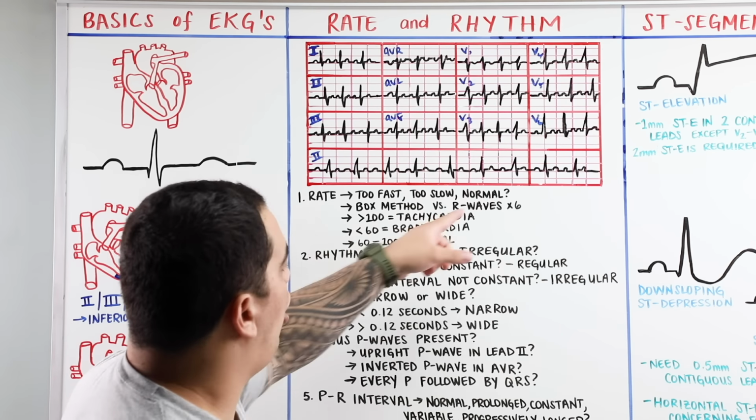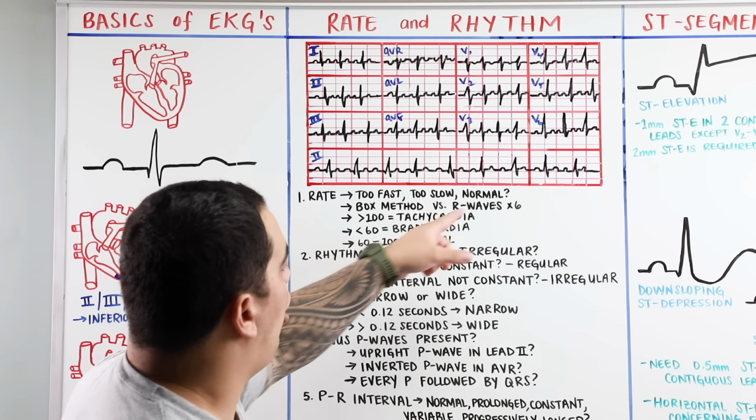So that R to R interval that I mark on my note card has to be the same. If it's not the same, it is what? Irregular. If it is happening every single time I line that up on my note card, it is very, very consistent and constant R to R, it's regular, okay? In this case here, it's not going to be perfect, but we're going to say it's regular.